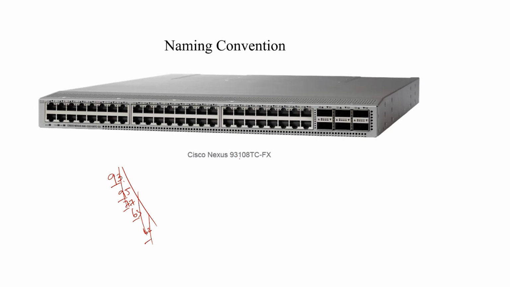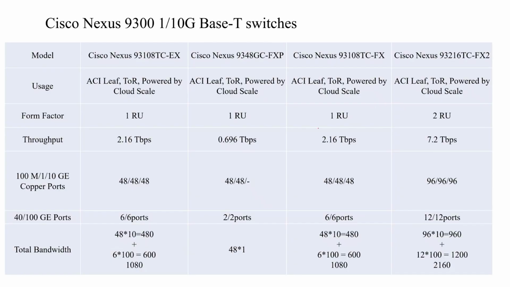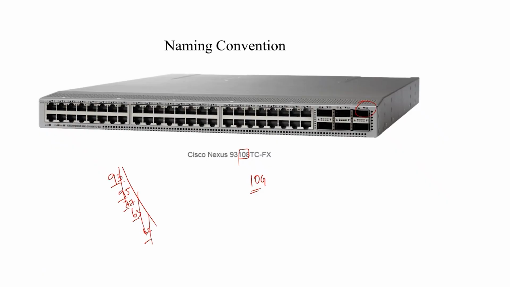The next two or three digits, what do they represent? That is either the number of ports or the number of ports in terms of 10 gig. What is the number of ports here? 54 ports. We have 54 ports here, but we call it 108. The reason is here it is 48, right? 48 into 10 gig, which is 480.